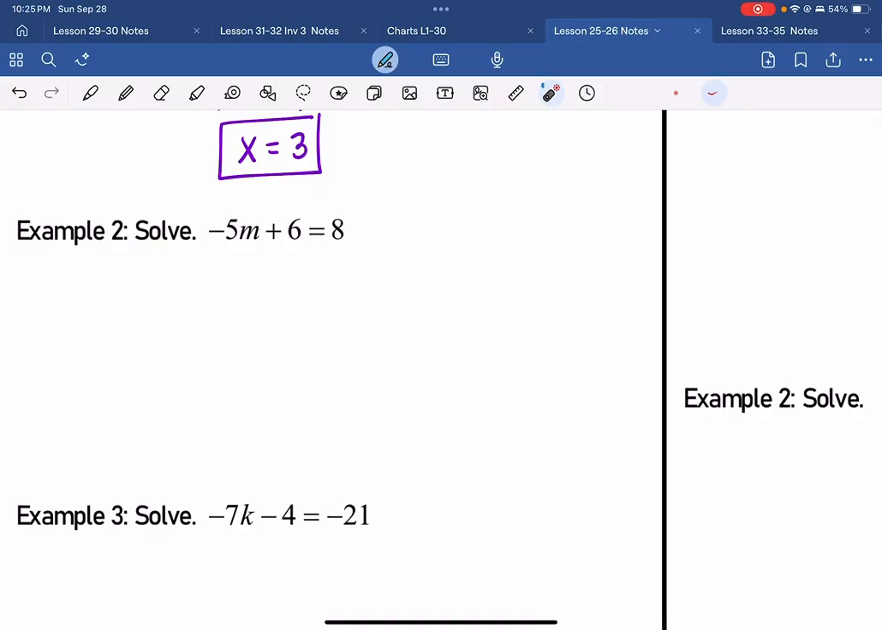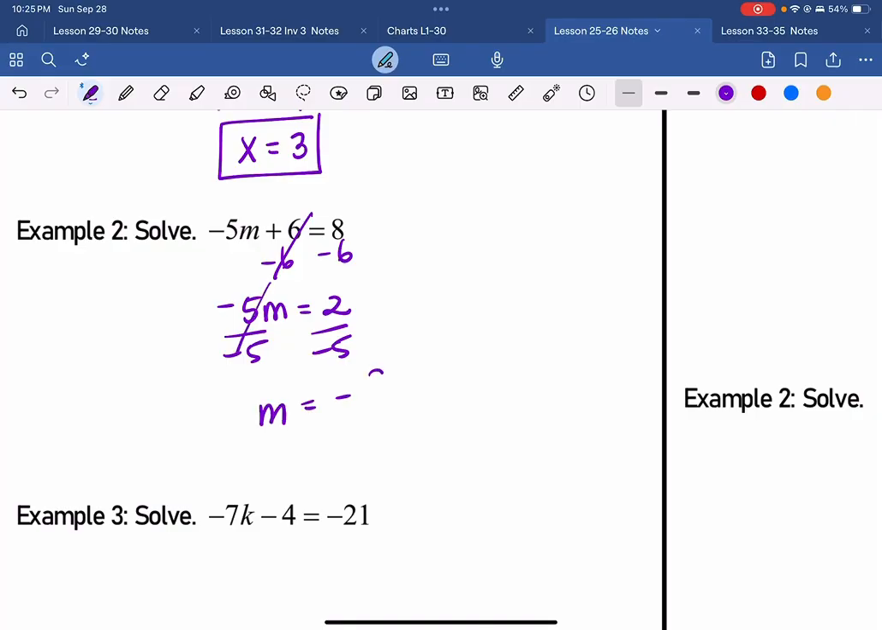All right. So first we have to subtract 6. And we get negative 5m is equal to 2. We divide by a negative 5, and we get m is equal to negative 2/5.